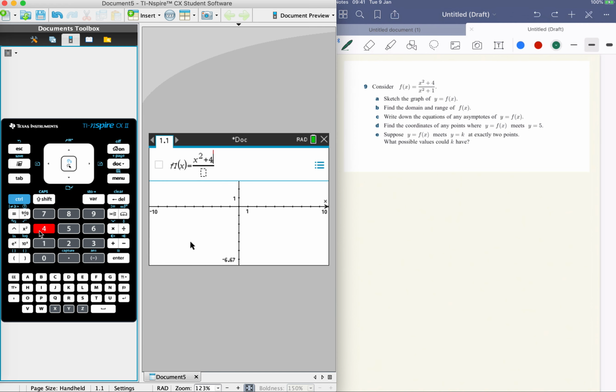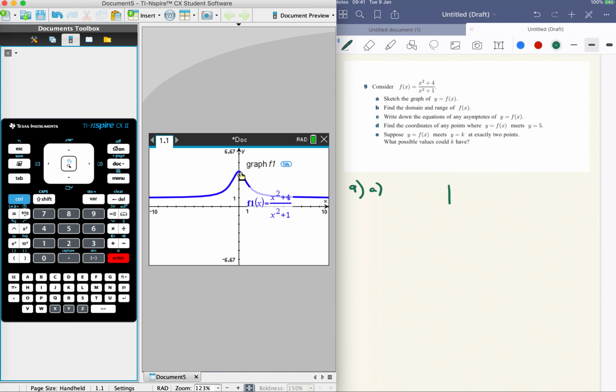So what's it asking us to do? Sketch the graph of y equals f(x). So we know the general shape, so let's just do 9a. We've got our axis here, and we've got this lovely symmetrical shape coming out from our calculator that makes it look something like this.